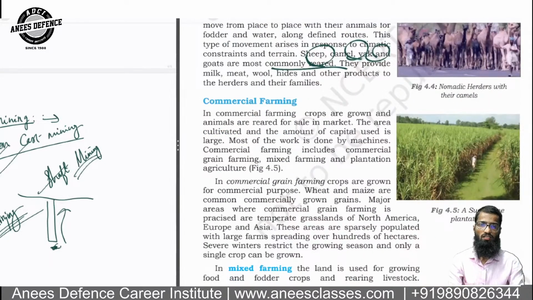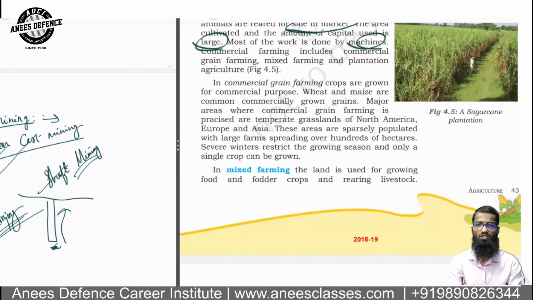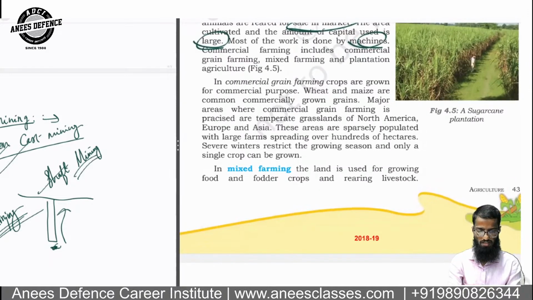Commercial farming, crops are grown and animals are reared for sale in market. Right? The area cultivated and the amount of capital used is large यहाँ पे होता है सब, और most of the things are done with machines, right? In commercial farming, crops are grown for commercial purpose. Wheat, maize are commonly commercially grown grains. Okay, तो आगे बढ़ते हैं.